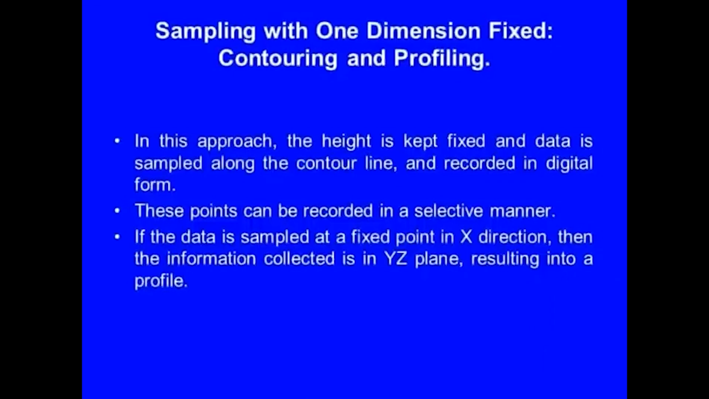Sampling with one dimension fixed, that is contouring and profiling. In this approach, the height is kept fixed and the data is sampled along the contour line and recorded in digital form. These points can be recorded in a very selective manner. If the data is sampled at fixed point in the x direction, then the information collected is in the y and z direction, resulting into a profile.